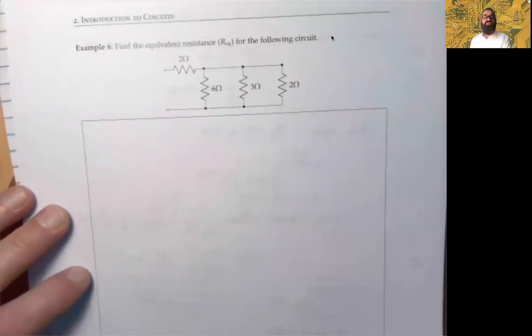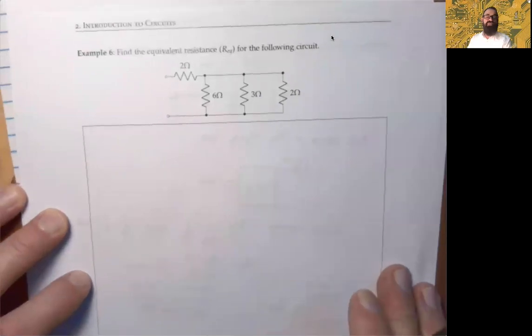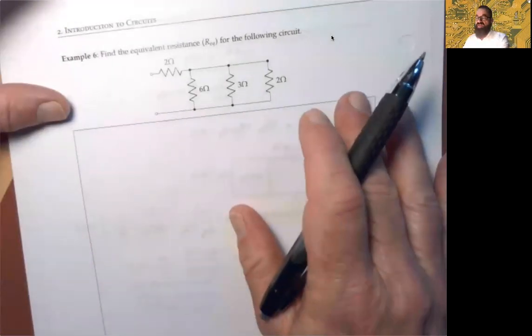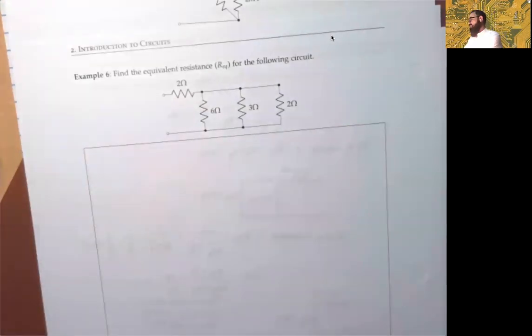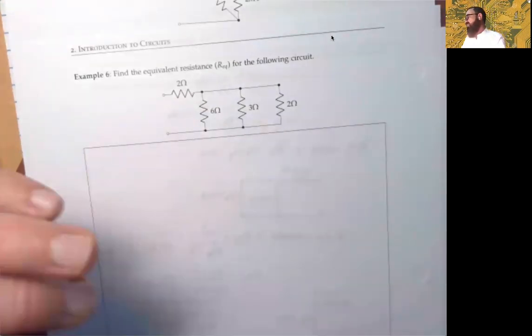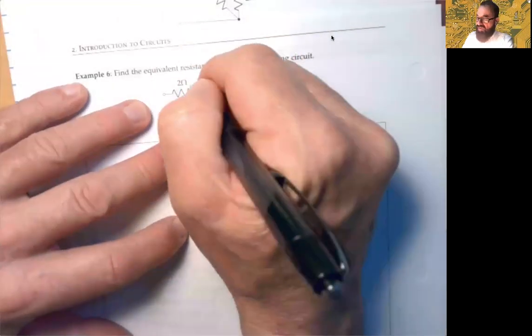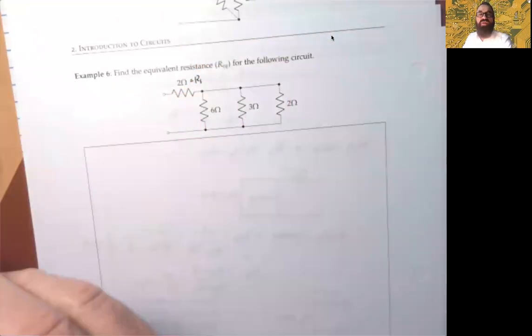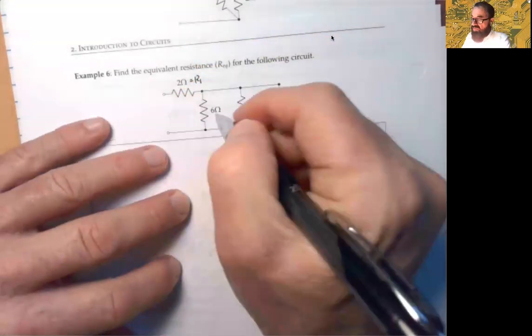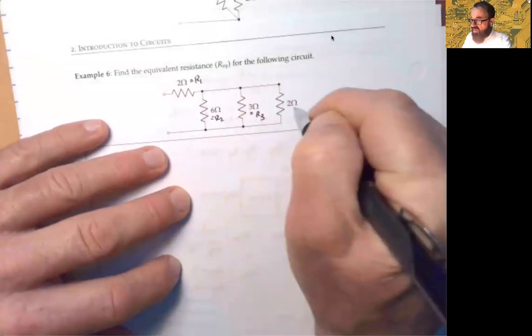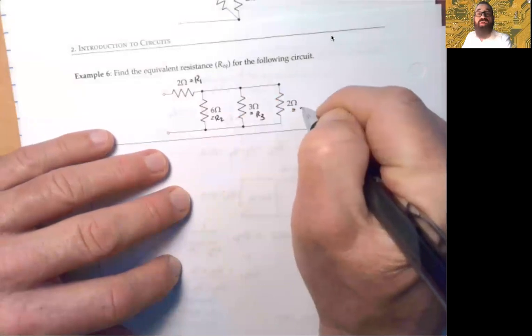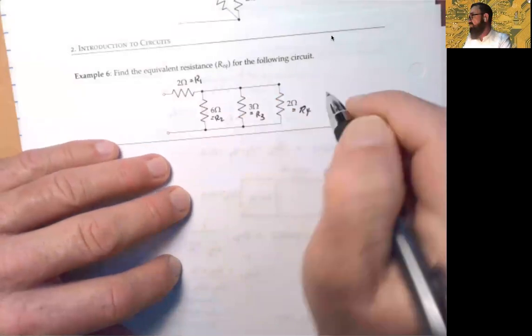This is just building experience of recognizing how to use this technique of series and parallel. So the goal here in example 6, page 30, same idea. See if you can find the equivalent of resistance given this circuit, and let's see what you recognize immediately here. Maybe before doing that, let's label them. The 2 ohm we'll call R1, and then in sequence we'll say the 6 ohm is R2, the 3 ohm is R3, and this final 2 ohm over here we'll call it R4.